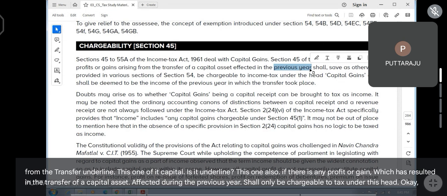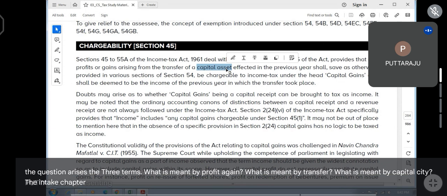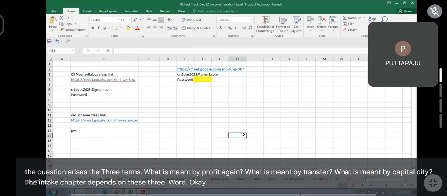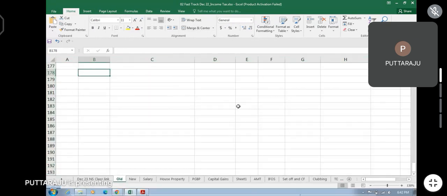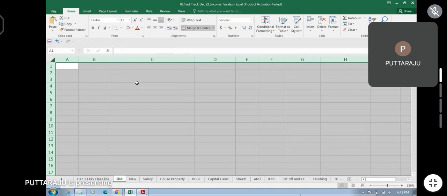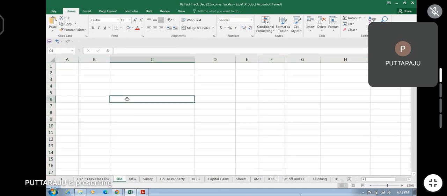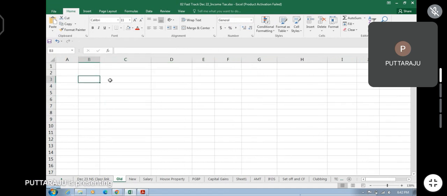Now the question arises on three terms. What is meant by profit or gain? What is meant by transfer? What is meant by capital asset? The entire chapter depends on these three words.